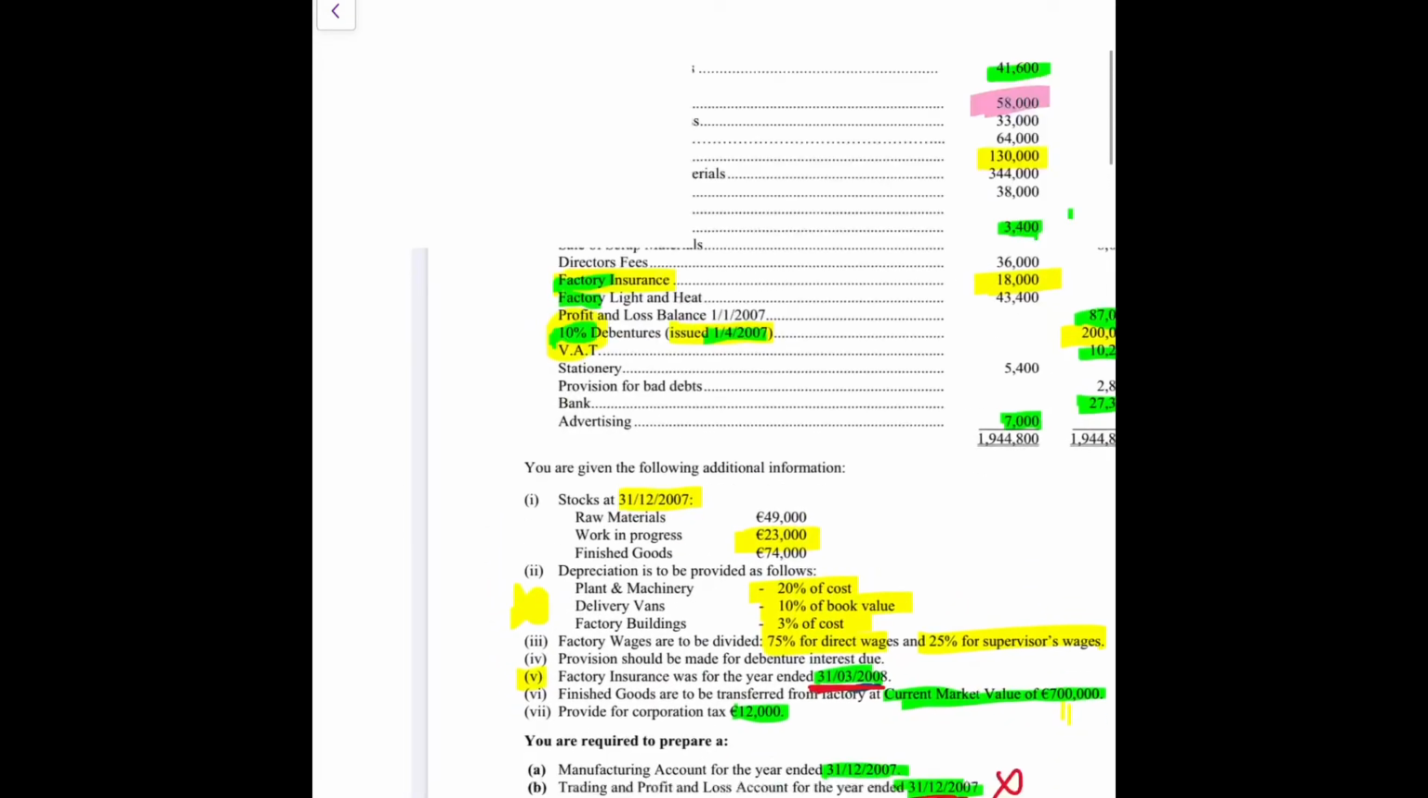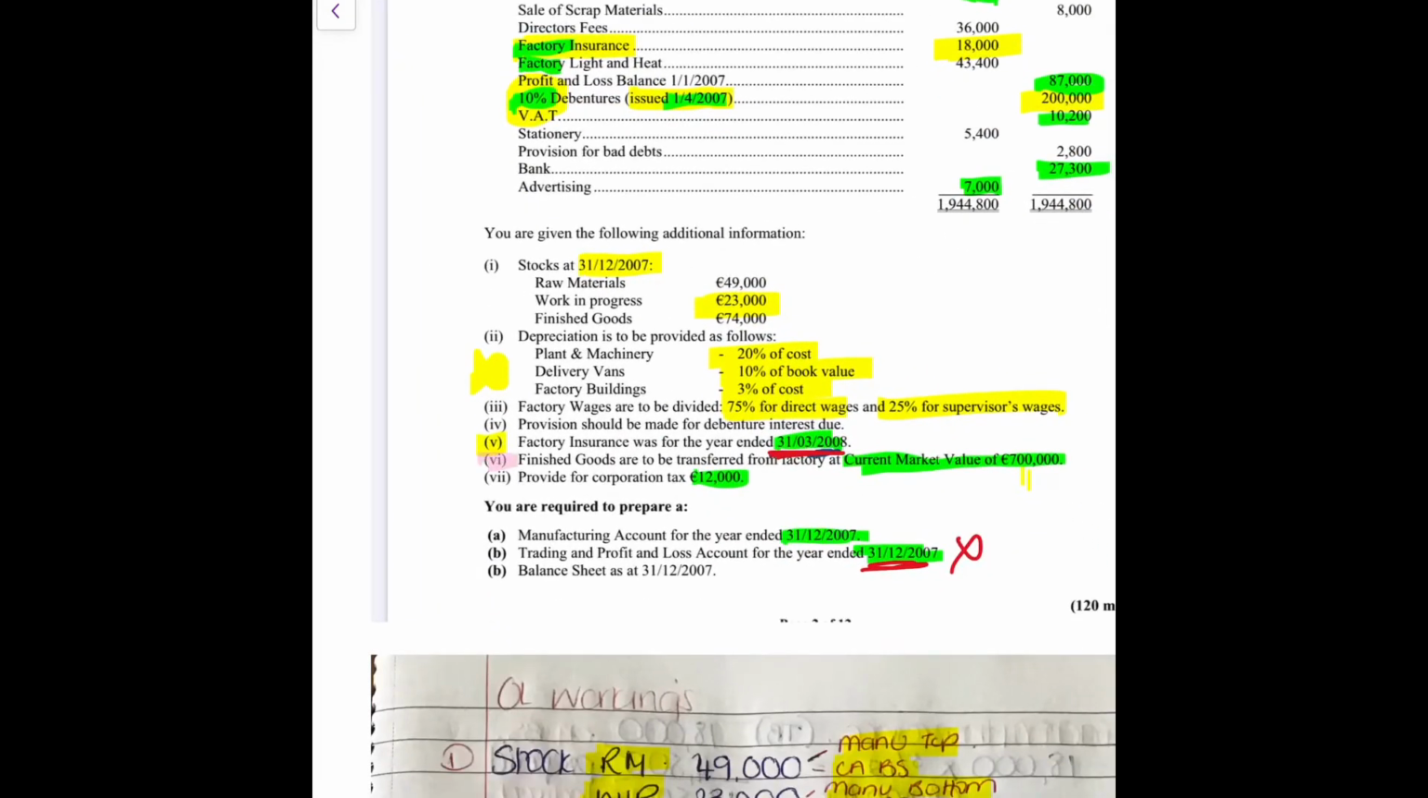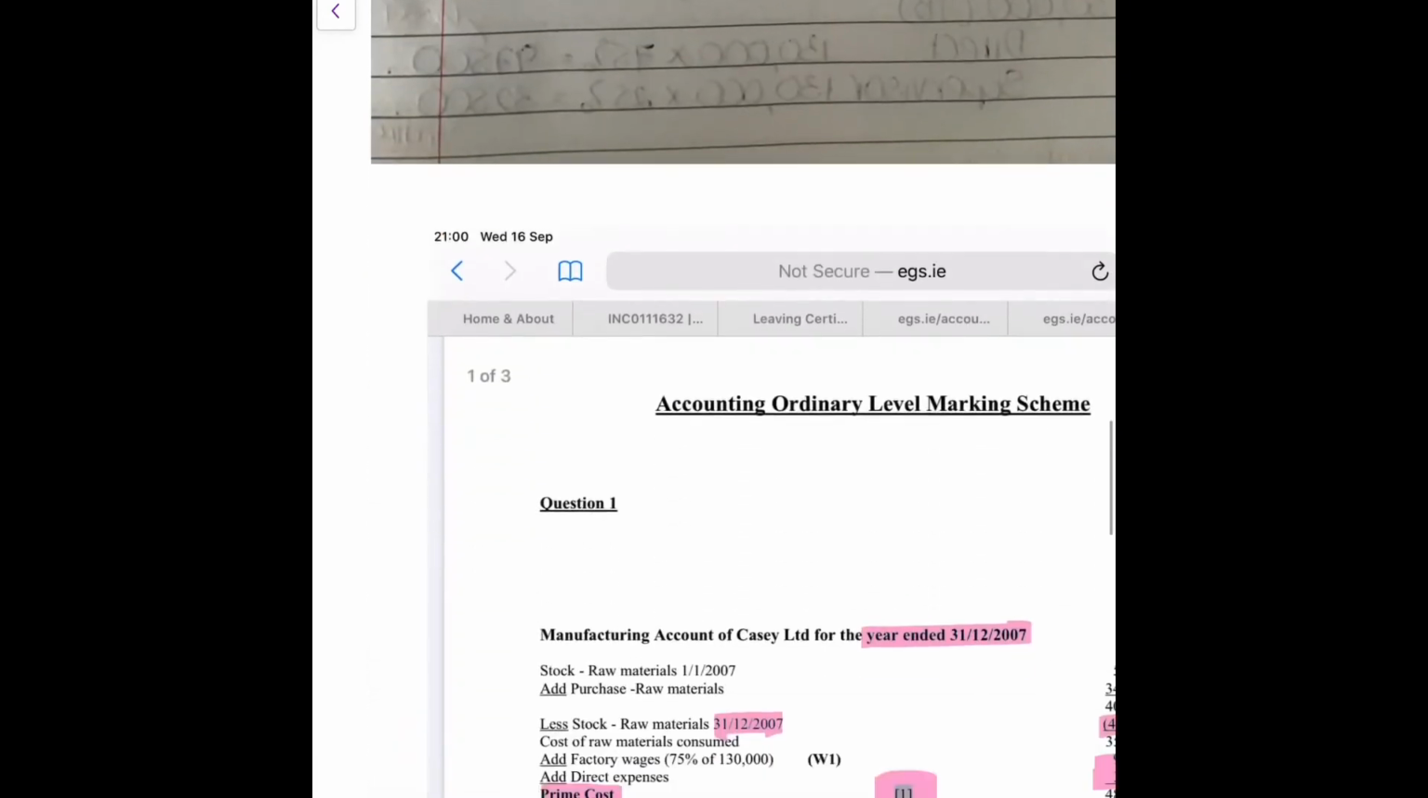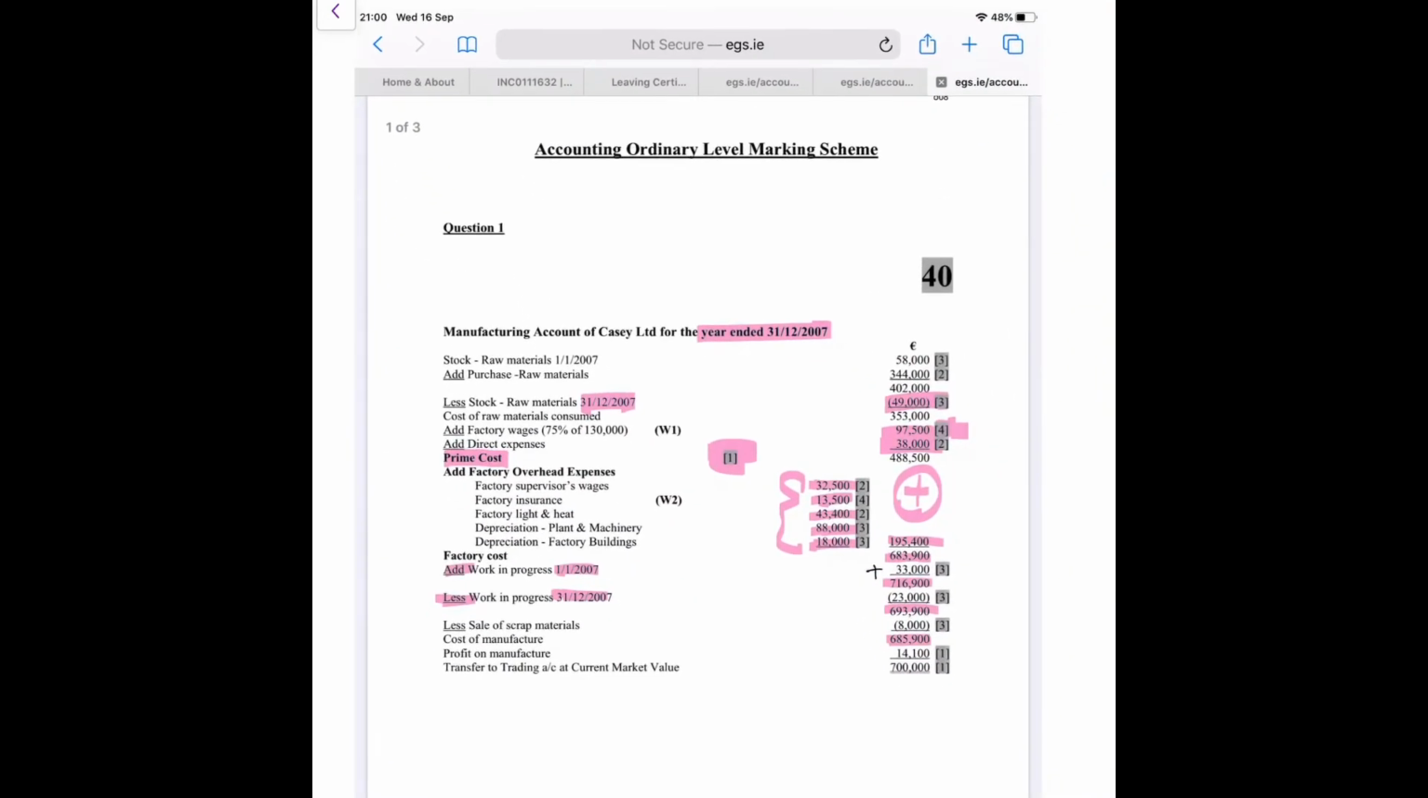But in this question, I'll just draw your attention to the fact that it says, part 6, finished goods are to be transferred from the factory at a current market value of €700,000, okay? So you've finished at €685,900, and that's the cost of manufacture, okay?